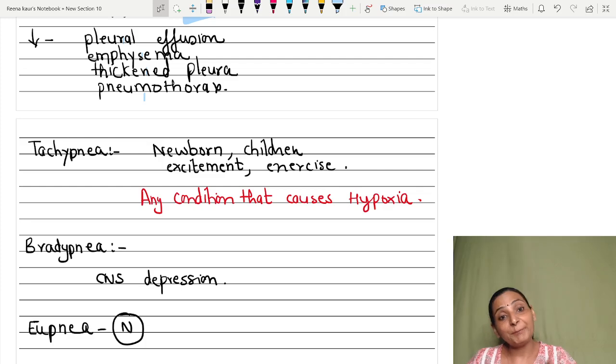And again, the pain which is because of pleura, that is the pleuritic chest pain. How do you differentiate it from the chest pain of cardiac origin? When you take an inspiration, the pleuritic pain will increase. Commonly asked in the viva.